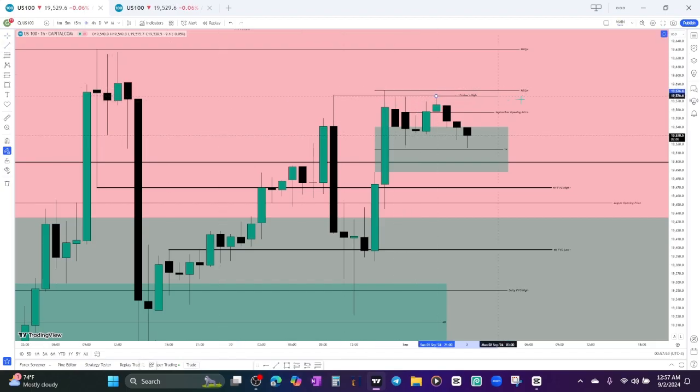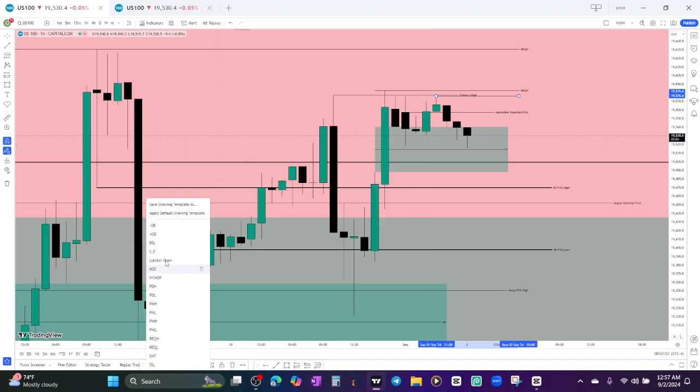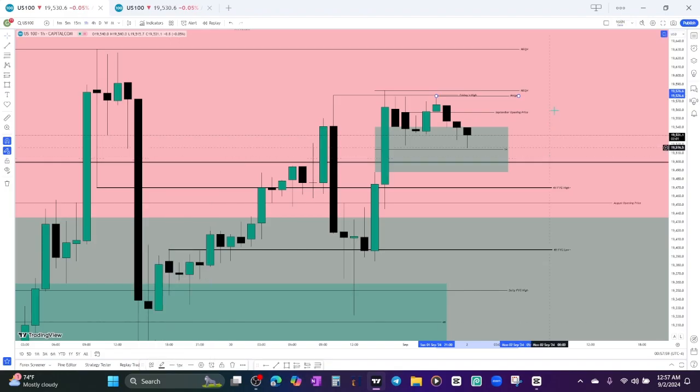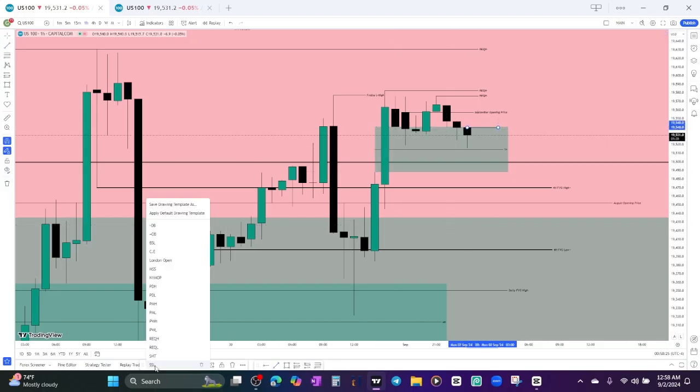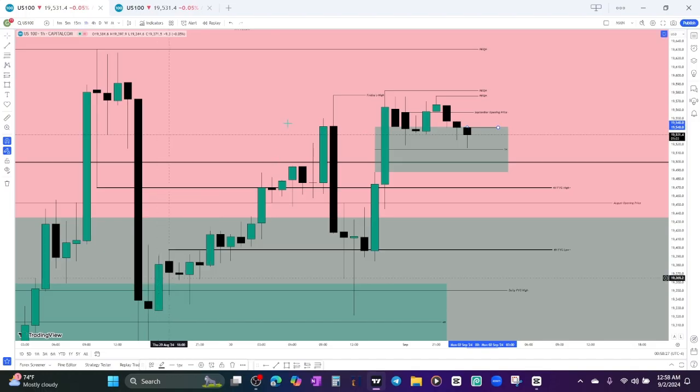Okay, let's push this back, try to keep it clean. Okay, and here we have our New York midnight open price. Okay, currently manipulated below. Took out this sell side liquidity level here.